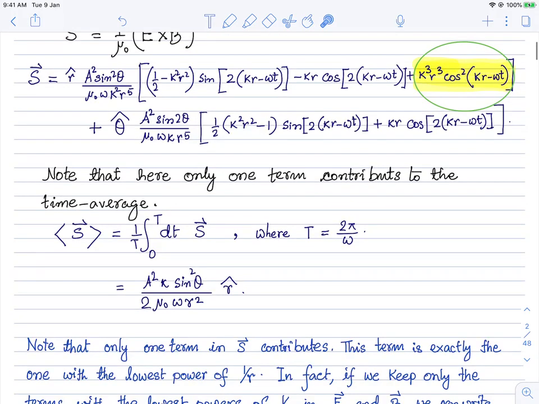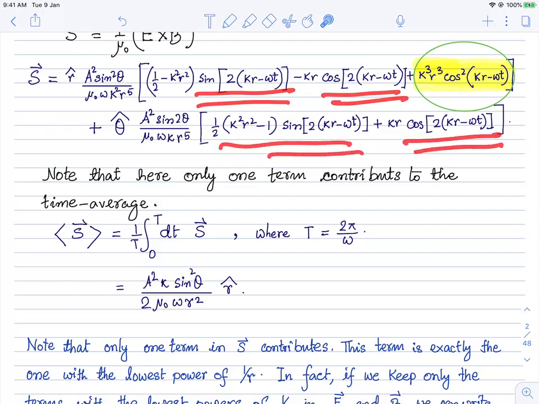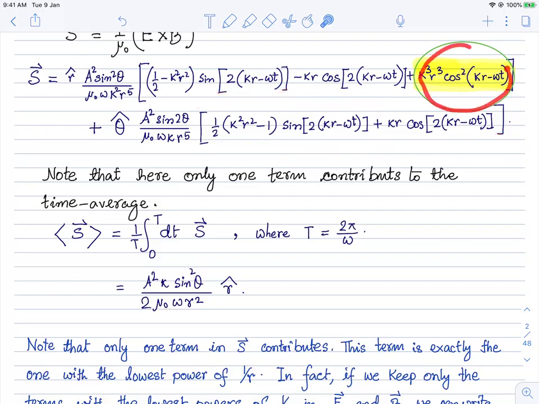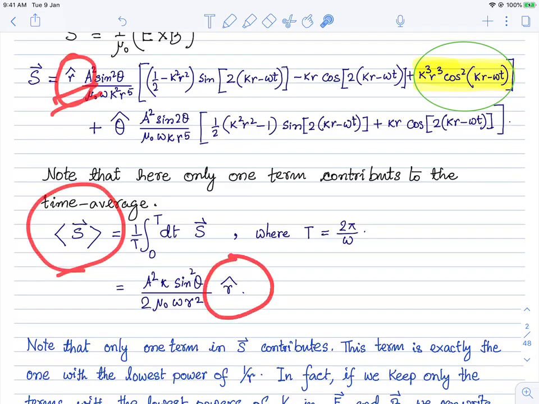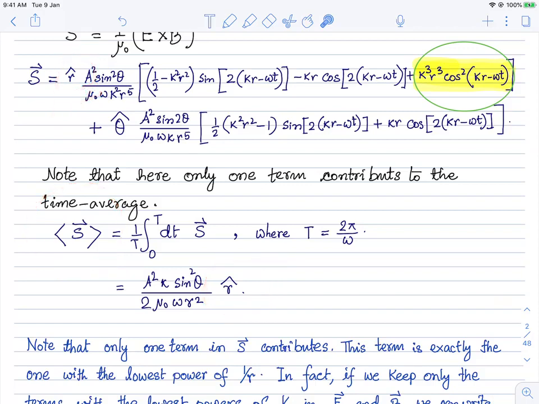So now, if you see this quantity, you will find that all these other terms that go as sine and cos vanish because of the time averaging. Only the term which is proportional to cos square, which gives you a factor of half upon time averaging, contributes to this time averaged Poynting vector. Because this term is along the r hat direction, the time averaged Poynting vector is also pointing along the r hat direction.